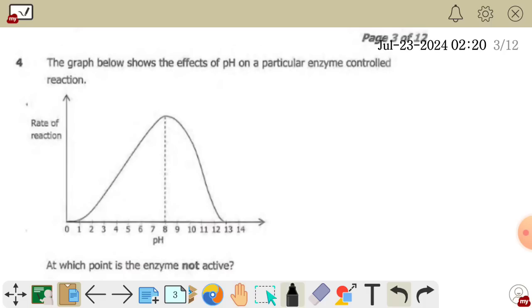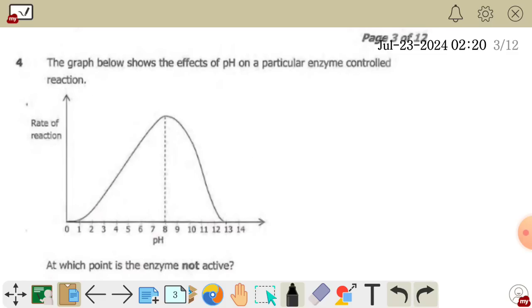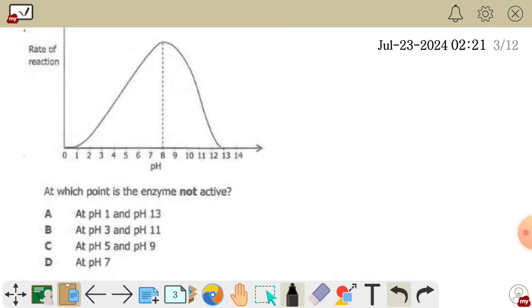Question 4 reads, the diagram below shows the effects of pH on a particular enzyme controlled reaction. You can see here we have the rate of reaction, and on this side we have the pH. The question asks, at which point is the enzyme not active?